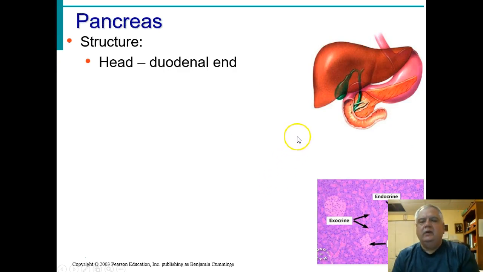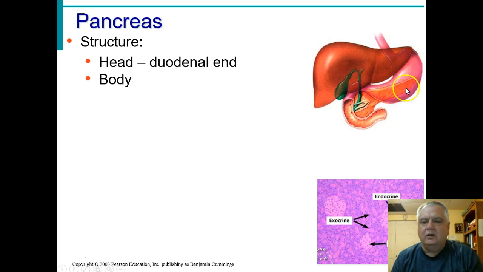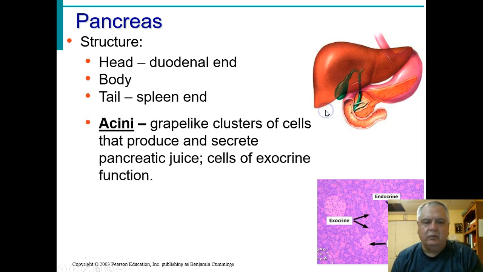The pancreas has an enlarged area called the head, at the duodenal end. It has a body, which is the main portion, and then it thins down to a pointed area referred to as the tail, and the tail of the pancreas is located on the splenic end.